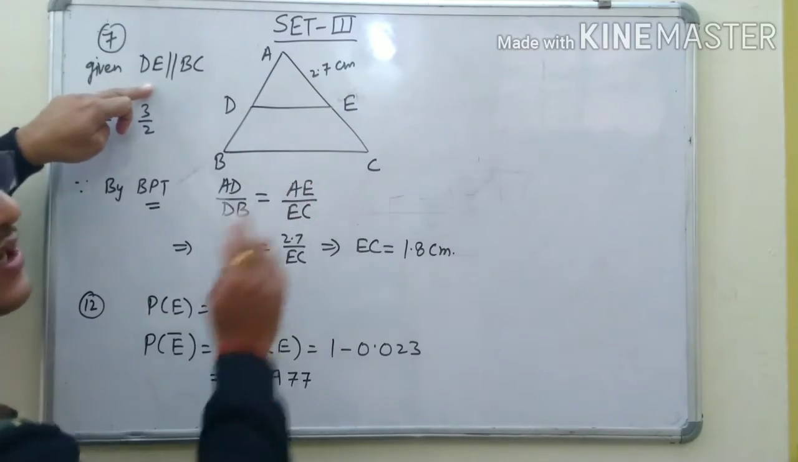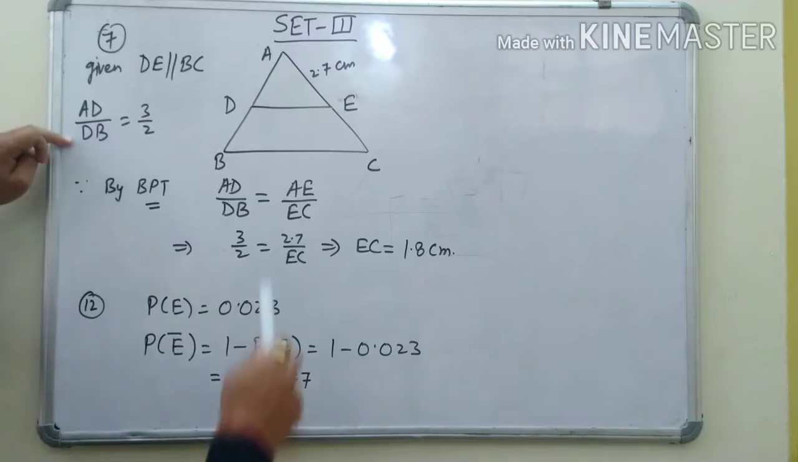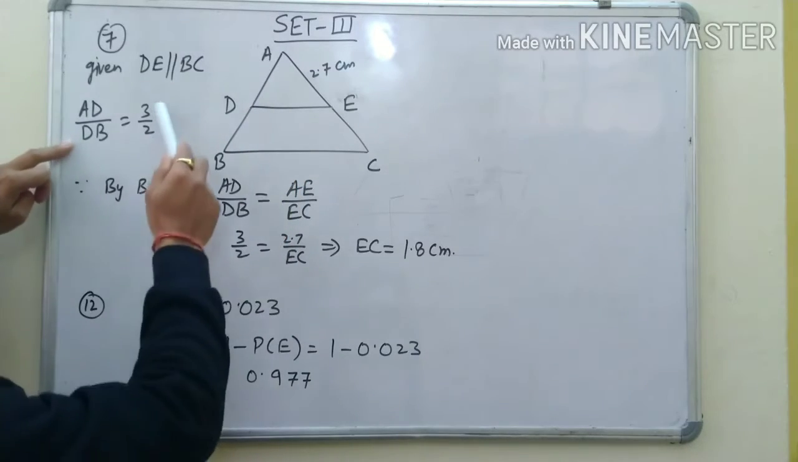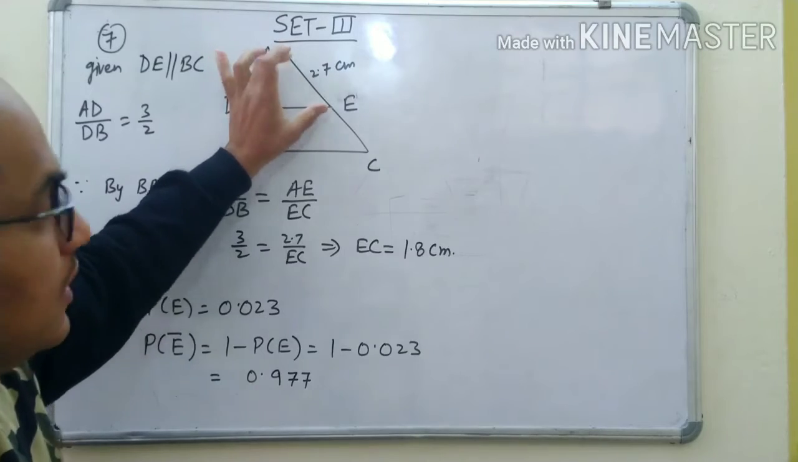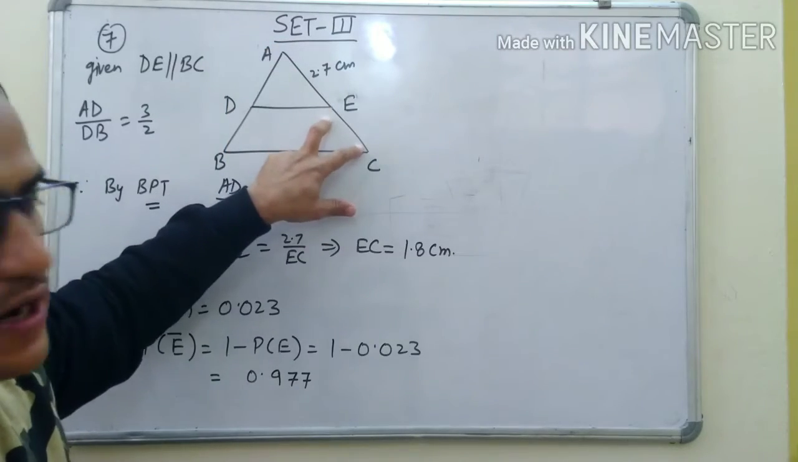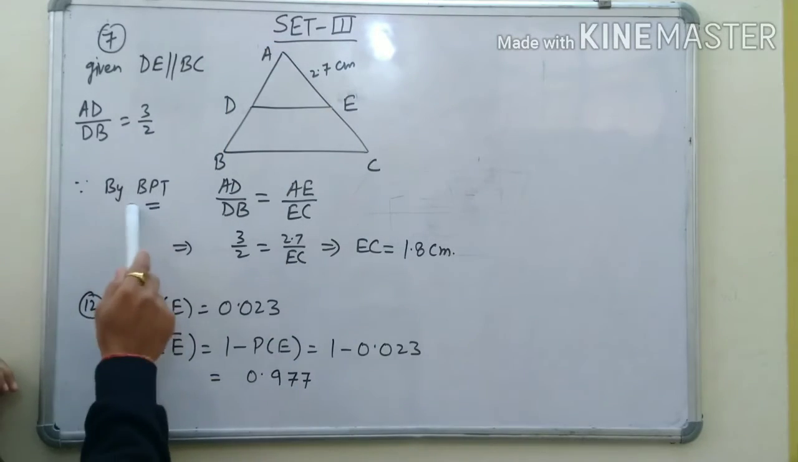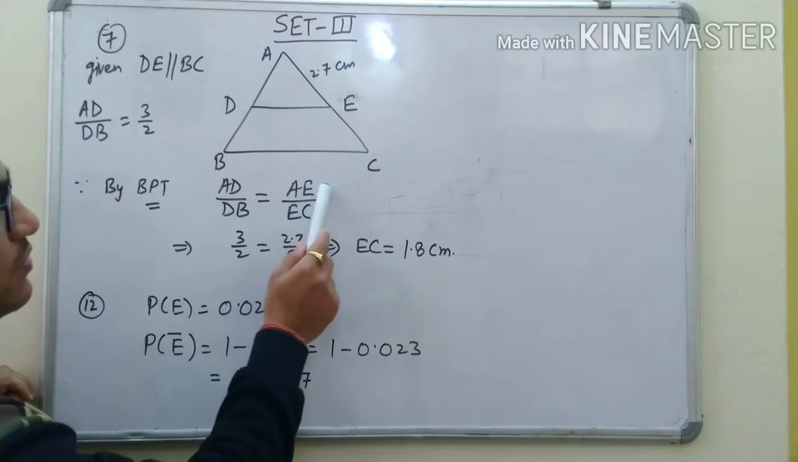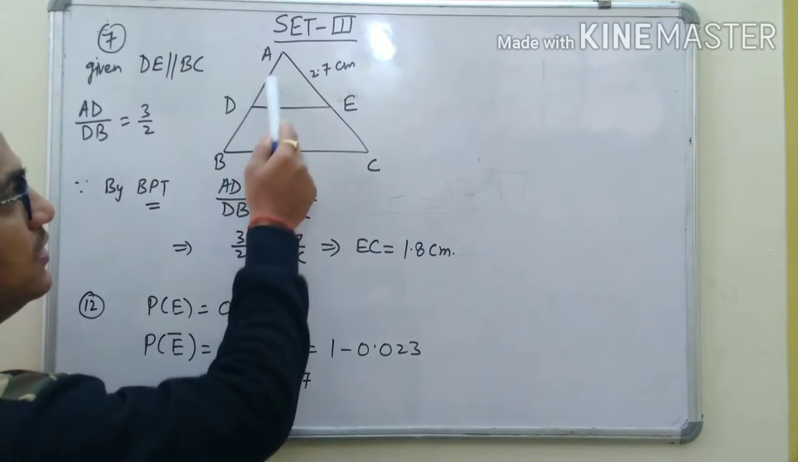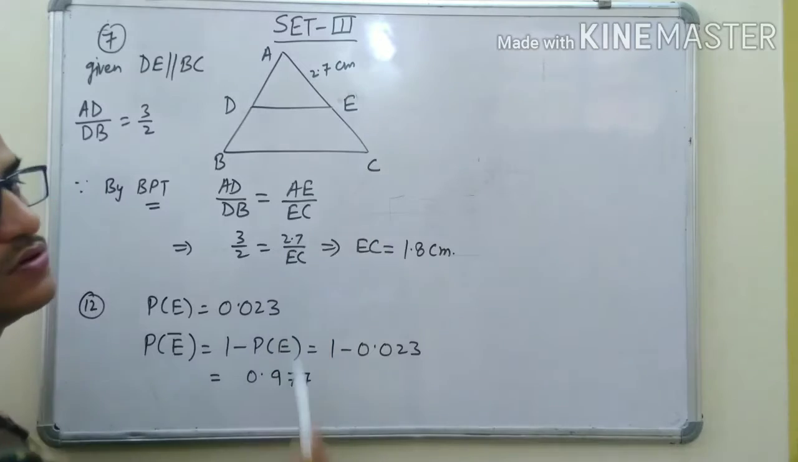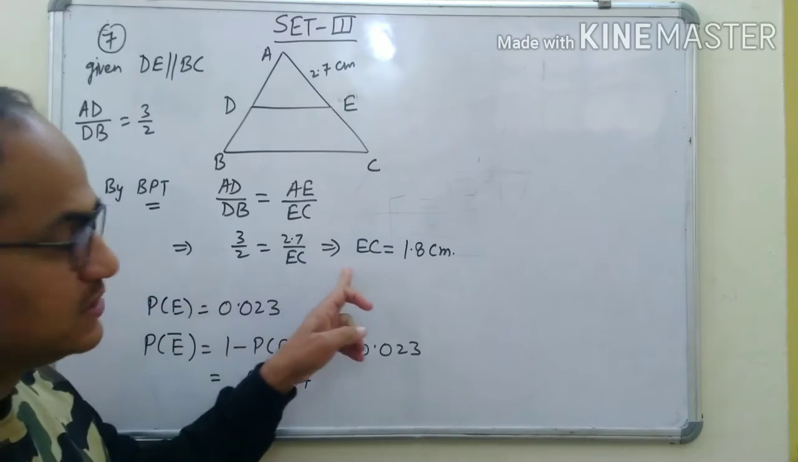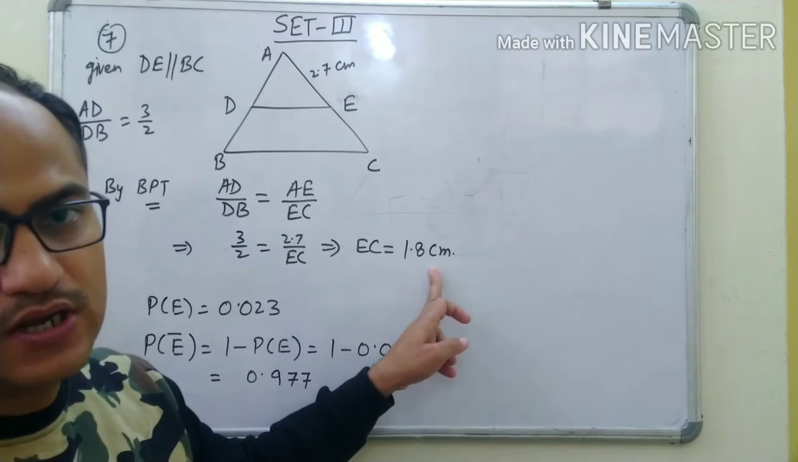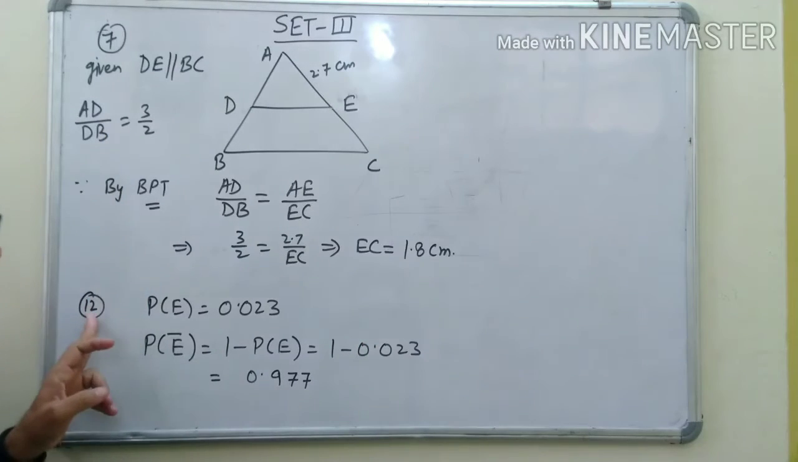DE is parallel to BC is given. AD upon DB is equal to 3 by 2, AE is equal to 2.7 centimeter, and EC we have to find. Now by using BPT we get AD upon DB is equal to AE upon EC. On putting the values, we get EC is equal to 1.8 centimeter.